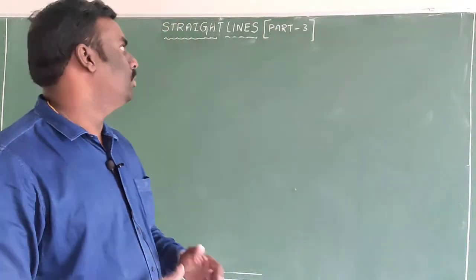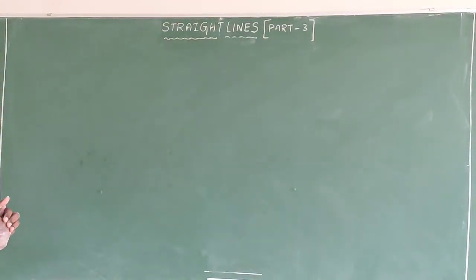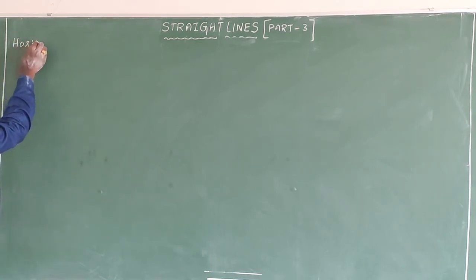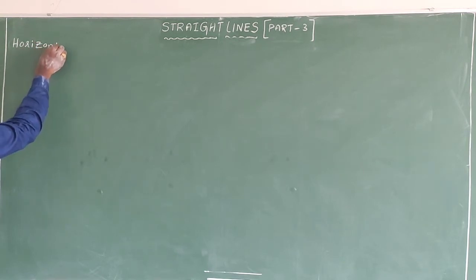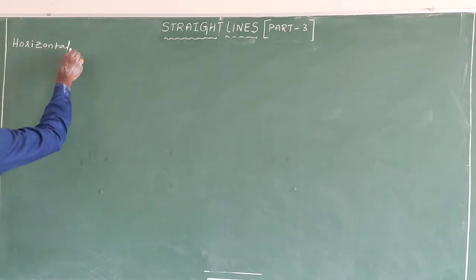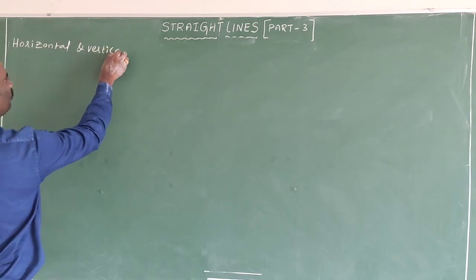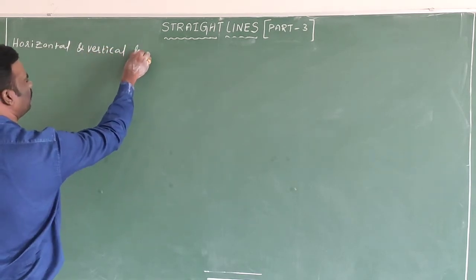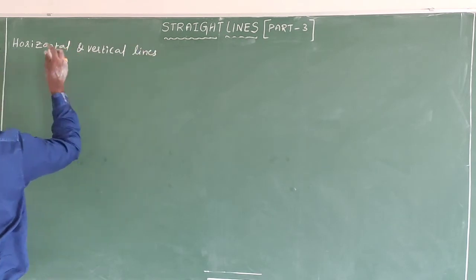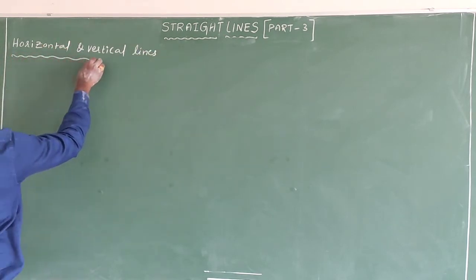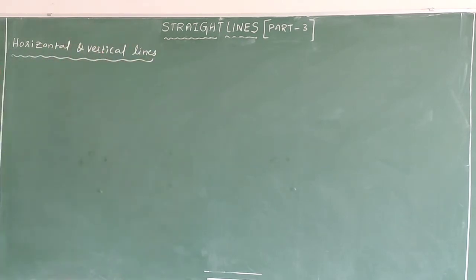Okay. Now this exercise, first exercise is completed. Next we are studying horizontal lines and vertical lines. Next definition, horizontal lines and vertical lines.